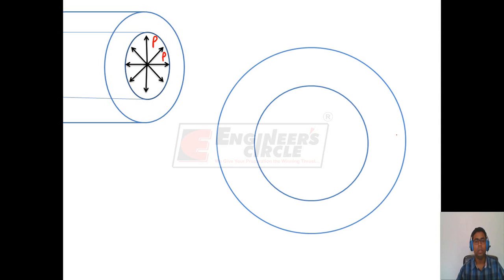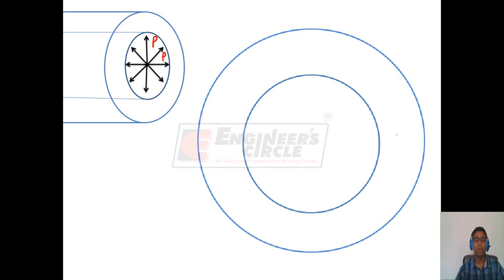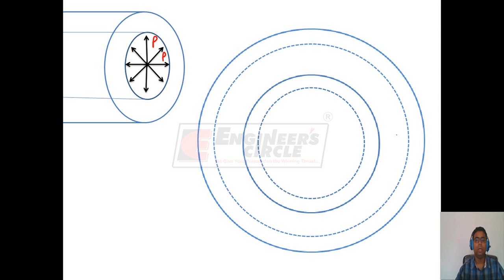Consider the cross section of this thin cylindrical pressure vessel. When pressure P is applied, the cross section will move in the radial direction like this. If we compare this deformed cross section with the original cross section shown by this dotted line, we see that all the points on the cross section have moved by some radial displacement. The outer surface has also displaced by some radial displacement.